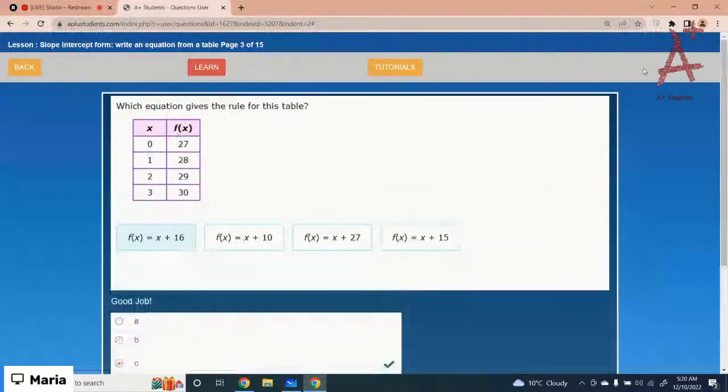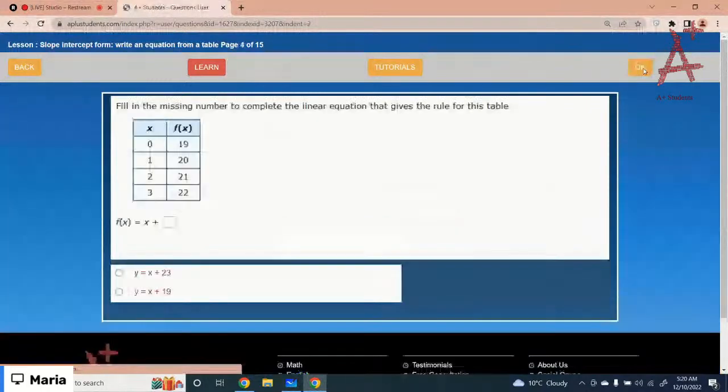Okay, you can complete the test by yourself later today. Let me just move on to the next topic. And the next topic is slope intercept form: write an equation from a word problem.